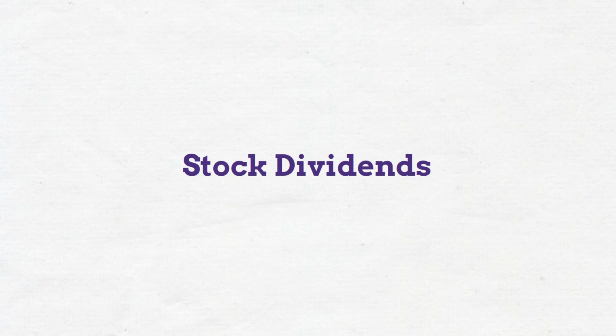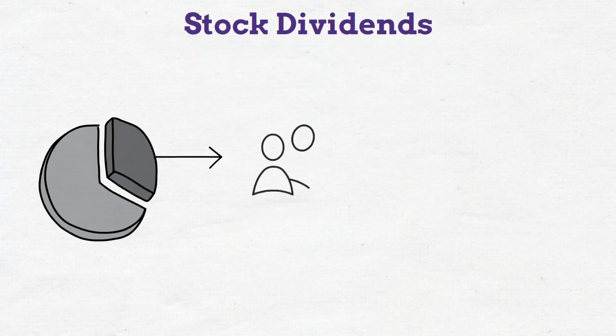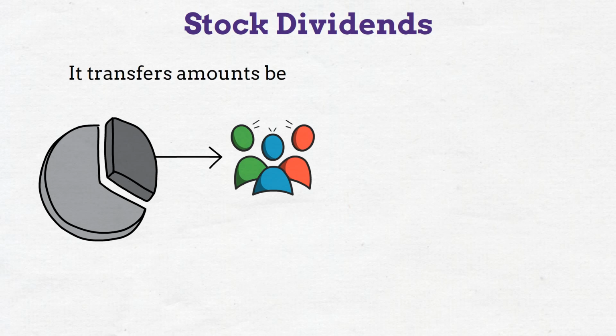Stock dividends. A stock dividend is a distribution of additional shares of a company's stock to its existing shareholders. It does not involve any transfer of assets or liabilities and does not affect the company's total equity. Instead, it transfers amounts between the components of equity.